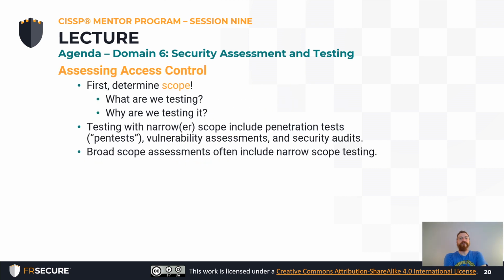All right, first things first, it is critical to determine scope, right? We need to know what we're testing and why we're testing it. We don't want to just say, hey, we're going to test this. We want to know what this is. With narrower scope, like it says, you can have penetration testing, vulnerability assessments, security audits. The PCI could be something where you're assessing a specific smaller scope. And even within those bigger, larger scope assessments, you will typically see that narrower scope in place.